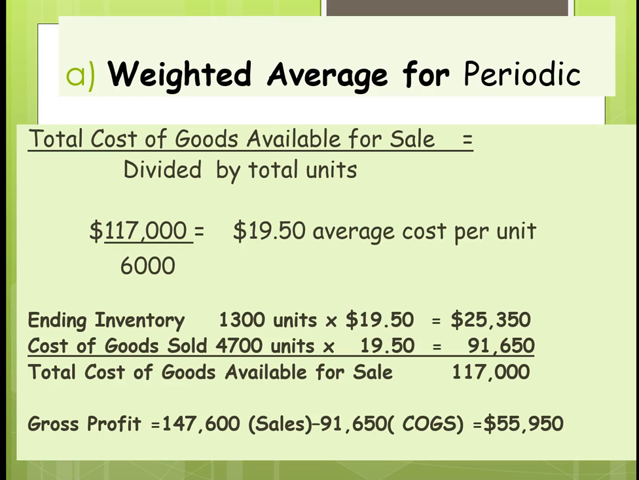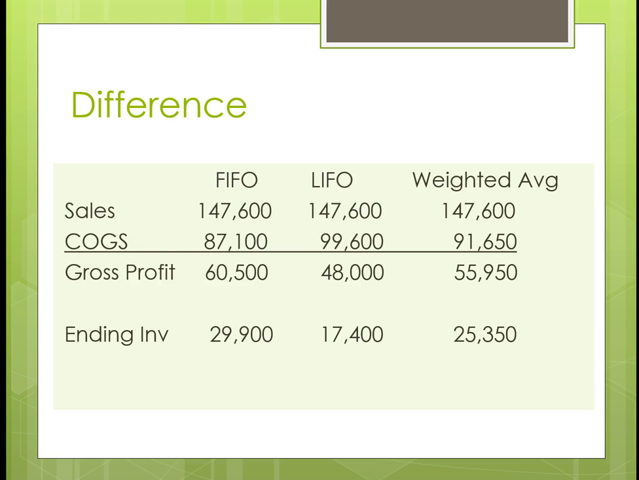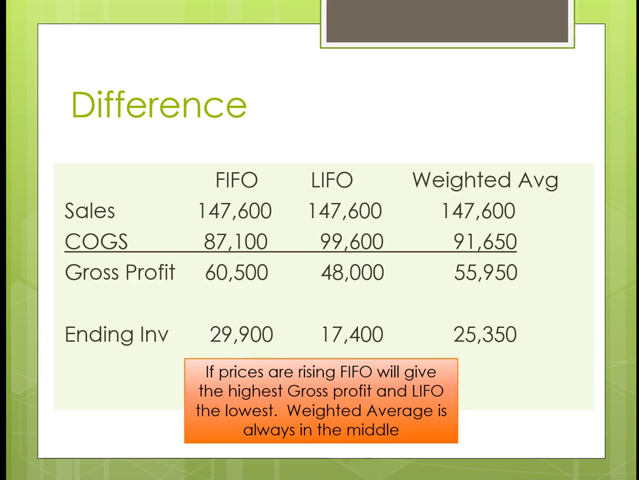Now when we look at the three, if prices are rising, FIFO is going to give you the best gross profit. LIFO will give you the lowest. That's why people like to use FIFO for book and LIFO for tax. The weighted average is always going to be in the middle. And that ends this presentation on periodic using LIFO, FIFO, and weighted average.